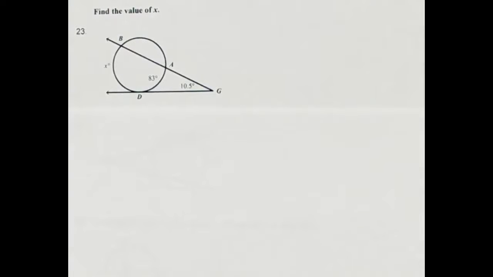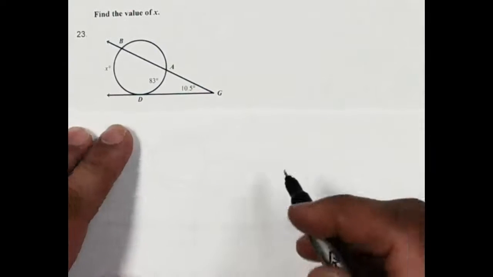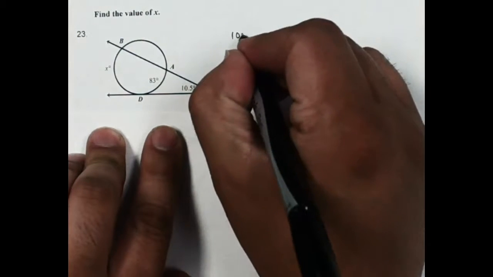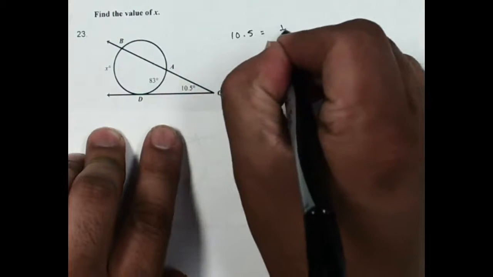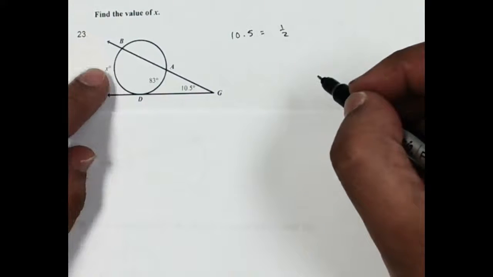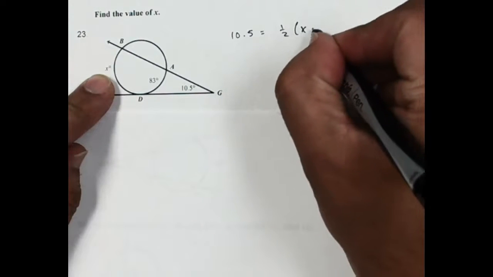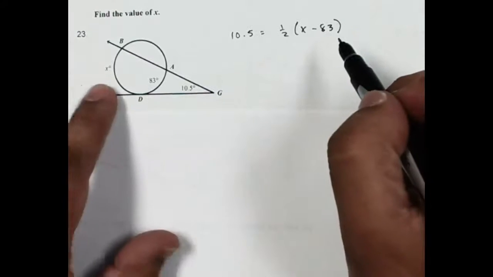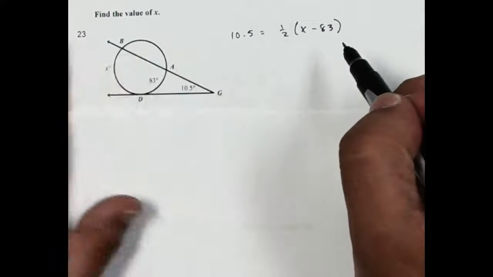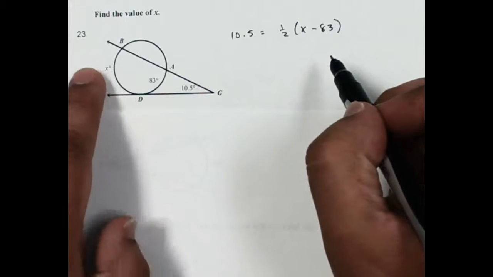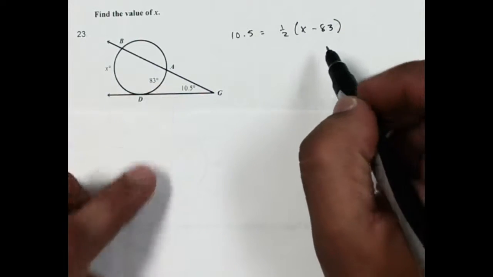All right, now problem number 23 says find the value of x. So looking at this, I have an exterior angle. So I know the angle is equal to 1/2 the difference of these two arcs. So 1/2 of x minus 83. And usually the way I put this, since the x is the furthest away from the angle that I'm looking at, that one's got to go first. So I'm going to take the x minus the 83.